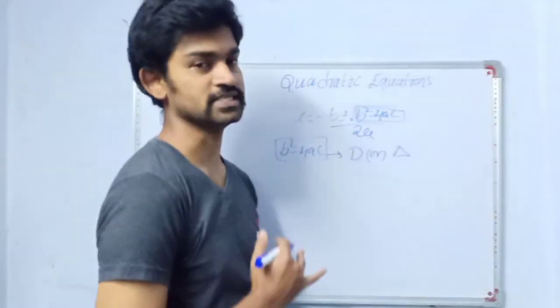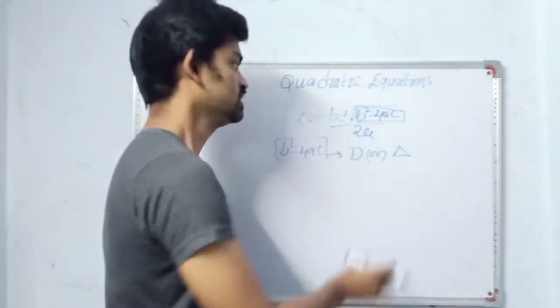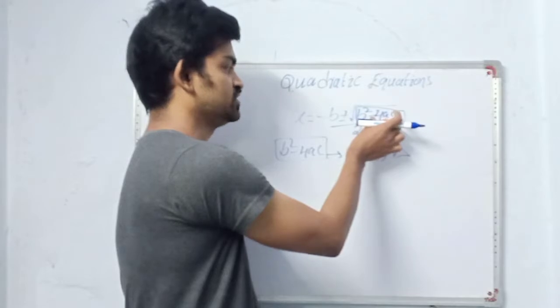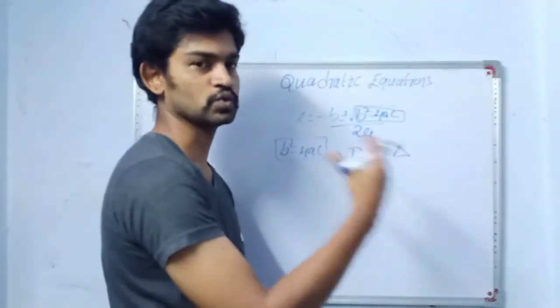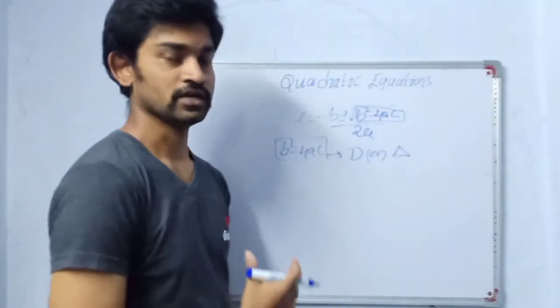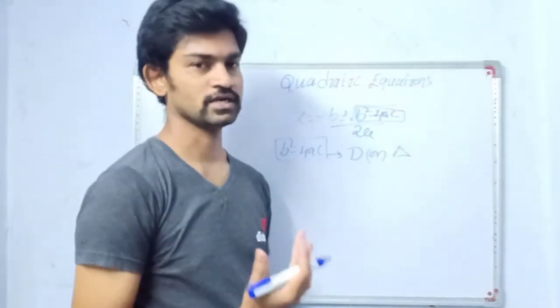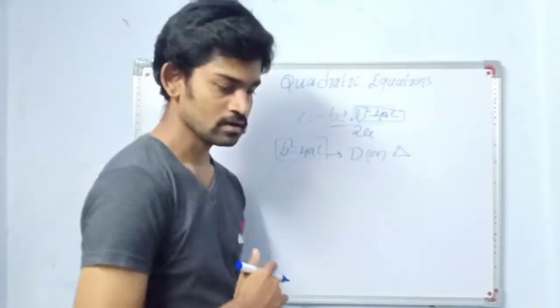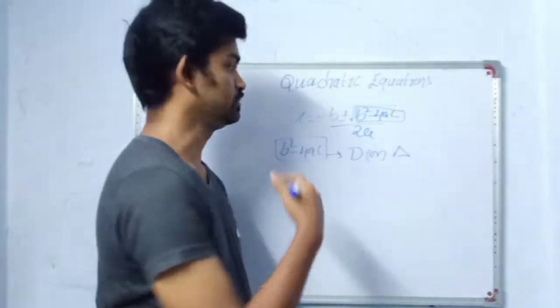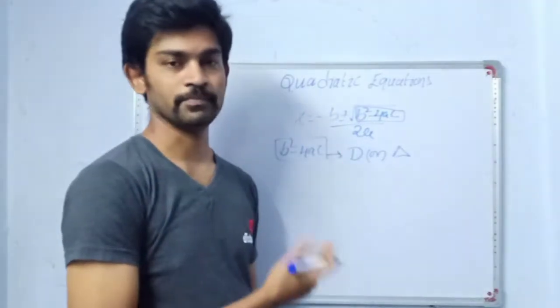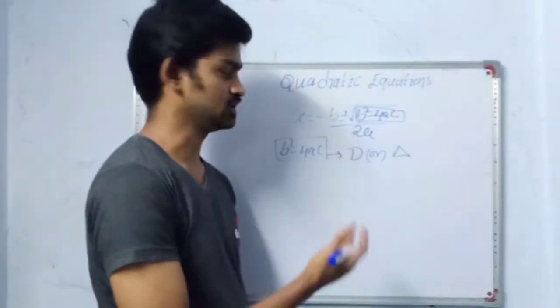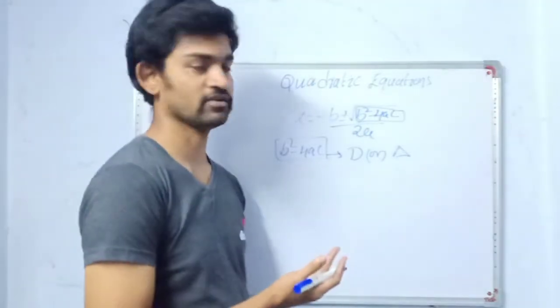Why is it called the discriminant? Because this is the value which decides how the roots will be. Okay, now with examples I'll show you how b square minus 4ac plays a major role in deciding the nature of roots. We'll see now.